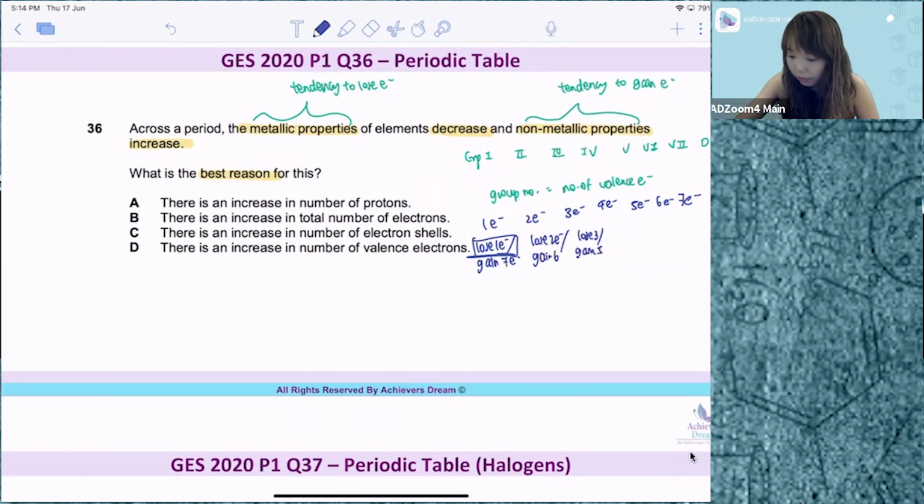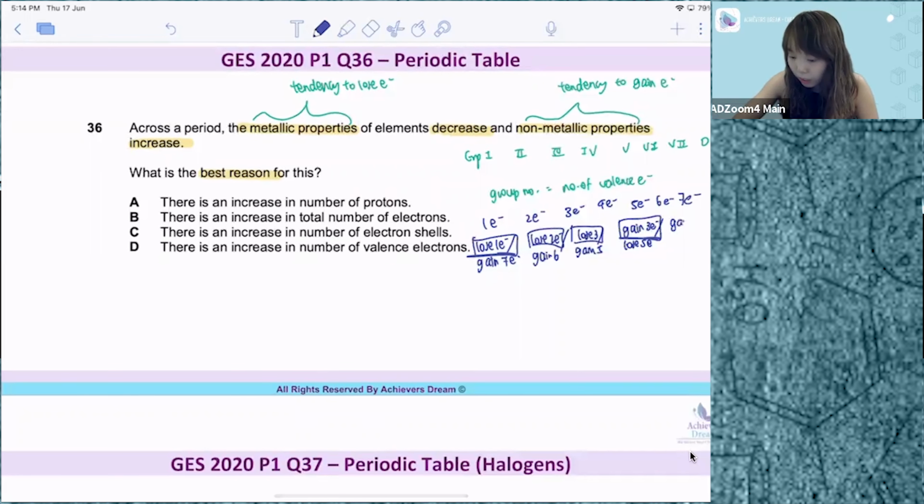And for group 5 onwards, I have 5 valence electrons. To achieve a completely filled valence shell, I either gain 3 or I lose 5 electrons. Which one would I choose? I would rather gain 3. For group 6, since I have 6 valence electrons, I would rather gain 2 than lose 6. And for group 7, I would rather gain 1 electron than lose 7.